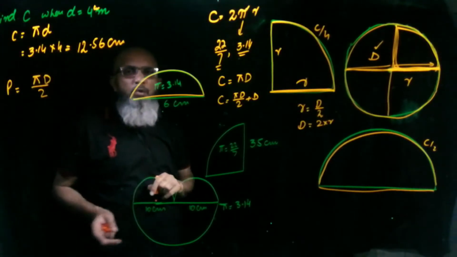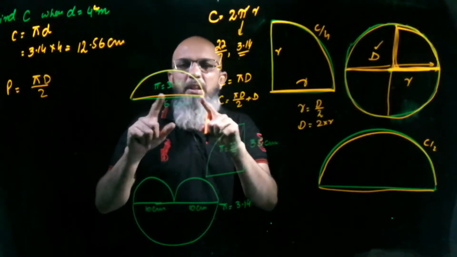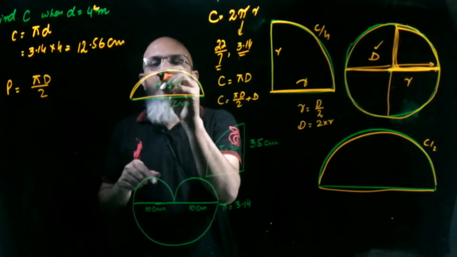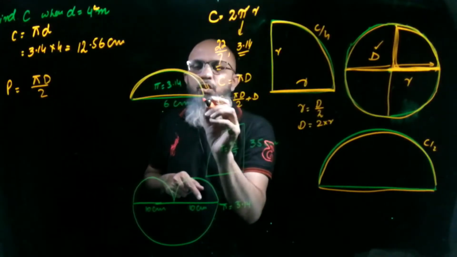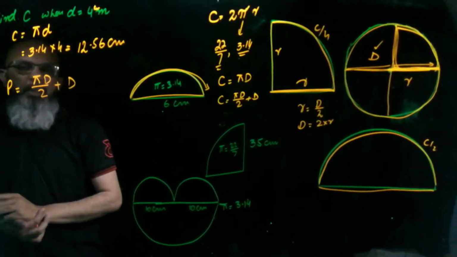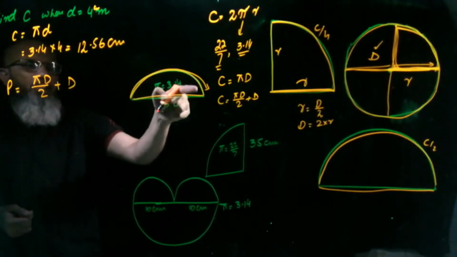Why do we divide by 2? Because it's a semicircle, it's not a full circle. And by dividing by 2, we will get this length, right? So by adding this length, that is the diameter, in this way we can get the perimeter of this shape.